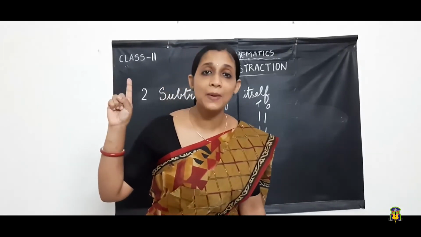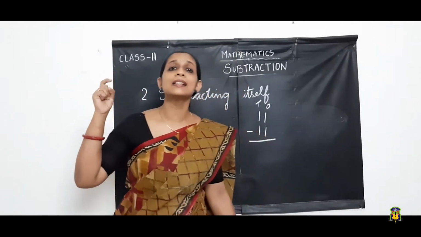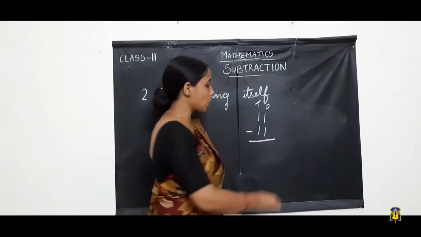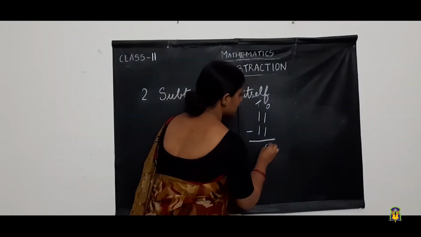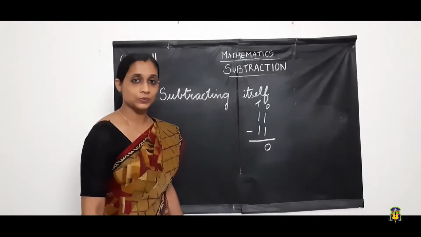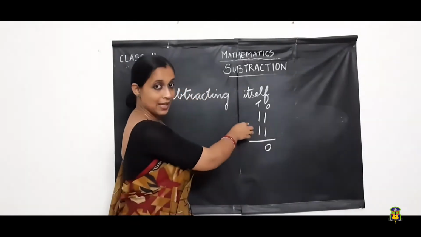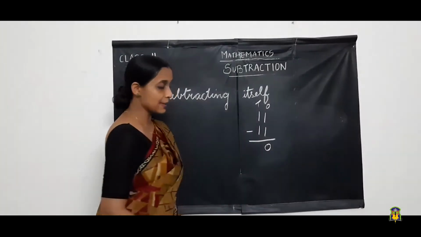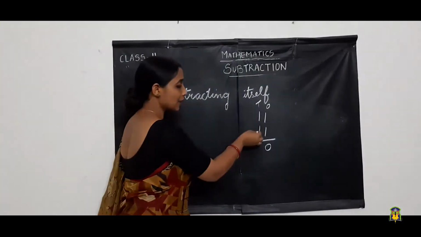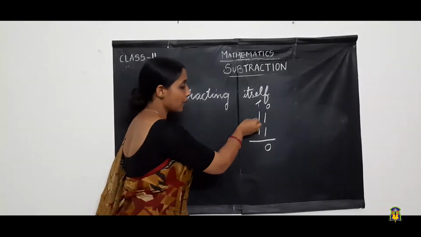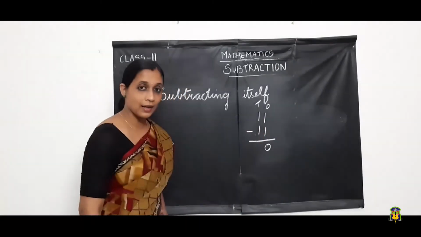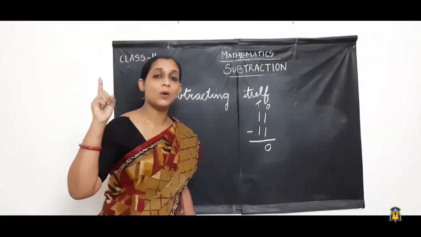Before 1, which number comes before 1? It is 0. So 0. Okay, here also. Now we move on to the next place, that is the tens place. In the tens place also we have 2 digits. Which are they? 1 and 1. 1 in mind, 1 in hand.